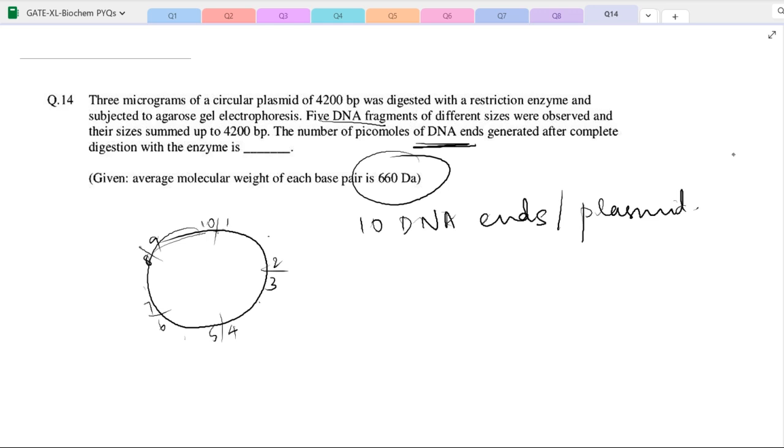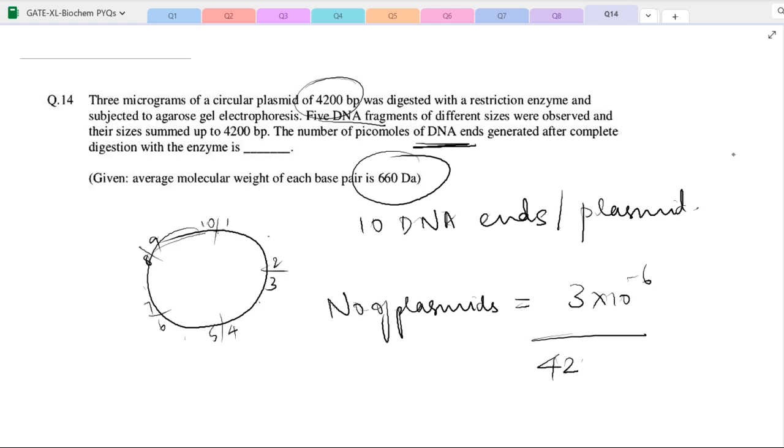So first of all, we should calculate how many plasmids are there. To do that, we need to calculate from the given data. The number of plasmids is equal to 3 micrograms, which is 3 into 10 power minus 6 gram, divided by 4200 base pairs, each of them being 660 Dalton. So each plasmid weighs about this much. So what is Dalton? Dalton is gram per mole. Let's keep it as per mole because they have asked the answer in picomoles.